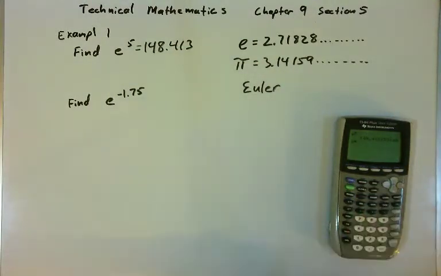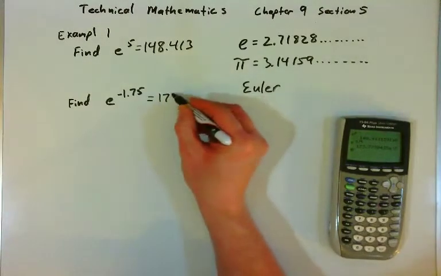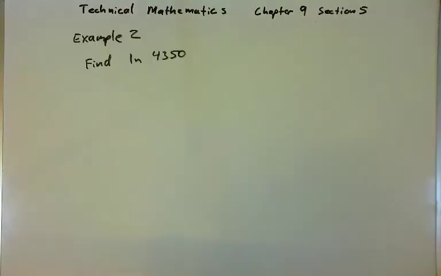I can do the same thing, second, e to the x, negative 1.75. And so e to the negative 1.75 power is 0.173774.